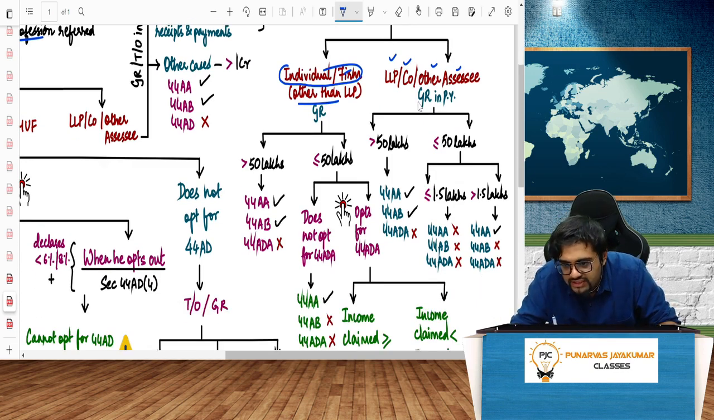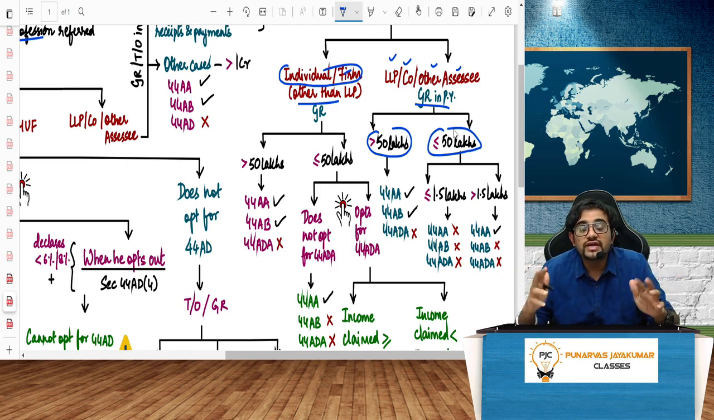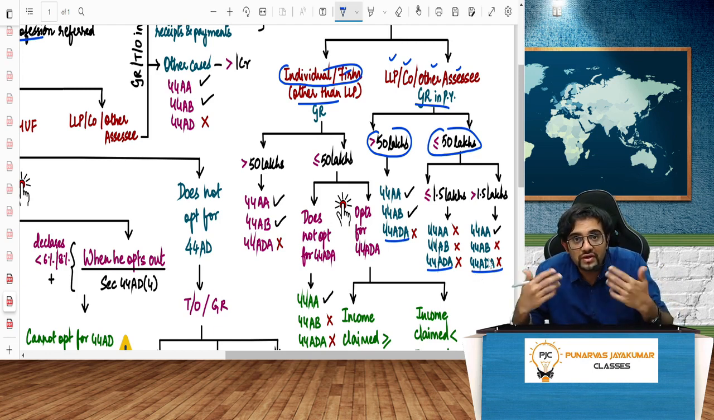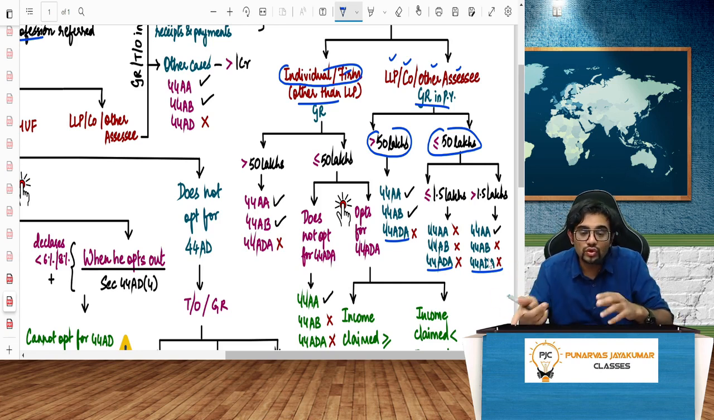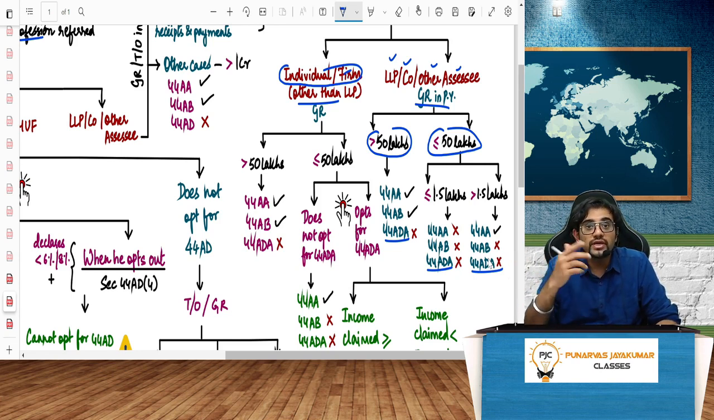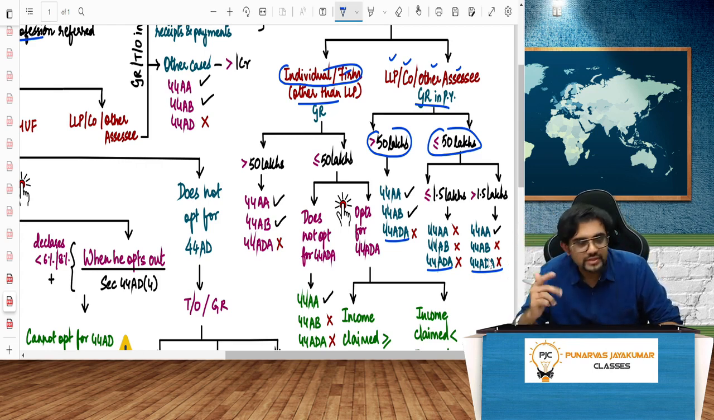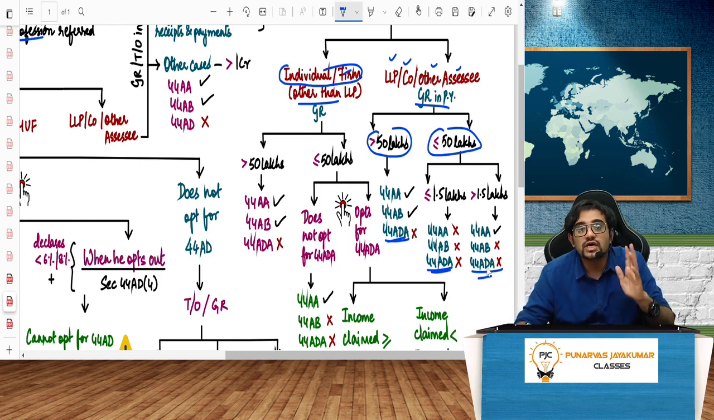Now, if the gross receipts in the previous year are more than 50 lakh, or less than or equal to 50 lakh, I don't care. 44ADA will never come. See here, 44ADA will never come in any case. Why? Because 44ADA is not at all applicable to whom? LLP, company, other SSE. Though a company, firm, other SSE, or individual can all be doing the profession, legal, consulting, film acting, all those things, the entire section is not applicable to LLP, company, other SSE. So that is immaterial. That's why 44ADA will never come for these cases.